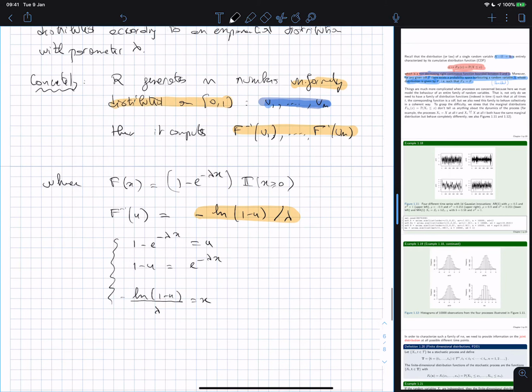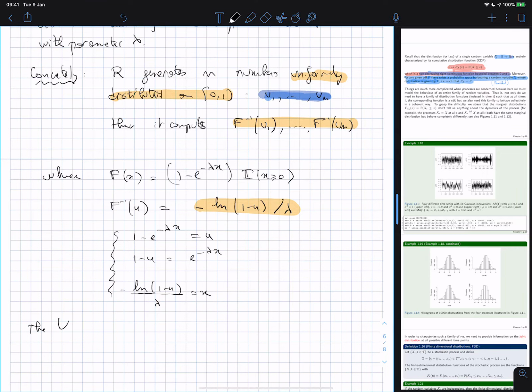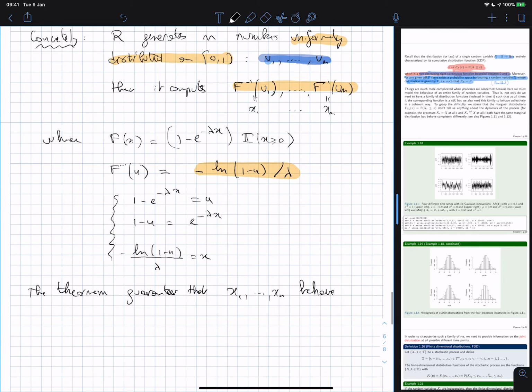And the theorem guarantees that, so if I call that guy x1 and this guy xn, x1 and xn behave as if they had been generated from an exponential.